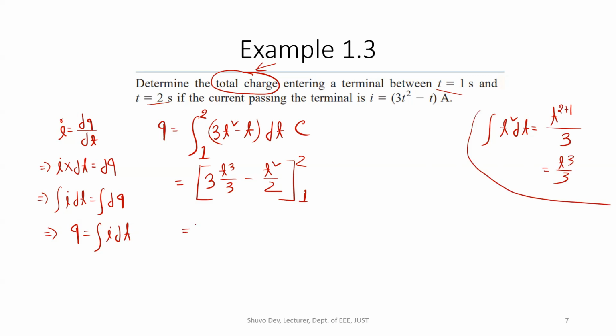Using the simple calculation, this 3 will be gone. Now 2 to the power cube is equal to 8, minus 1, minus of half. So it will be 6 minus half. This will be 5.5 coulomb. So this is the answer for example 1.3. Hope you all understand this.